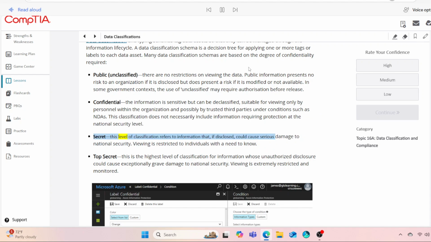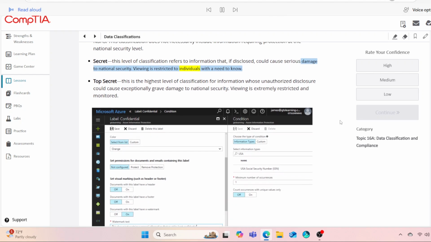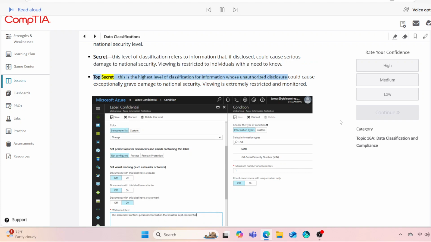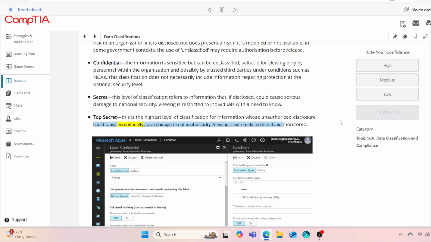Secret. This level of classification refers to information that, if disclosed, could cause serious damage to national security. Viewing is restricted to individuals with a need to know. Top secret. This is the highest level of classification for information whose unauthorized disclosure could cause exceptionally grave damage to national security. Viewing is extremely restricted and monitored.